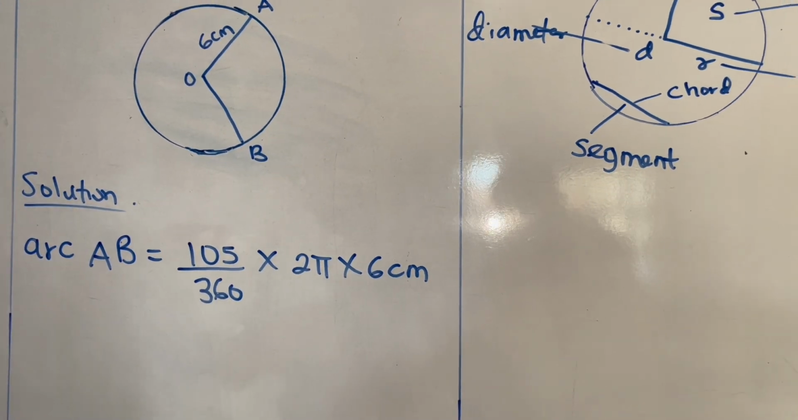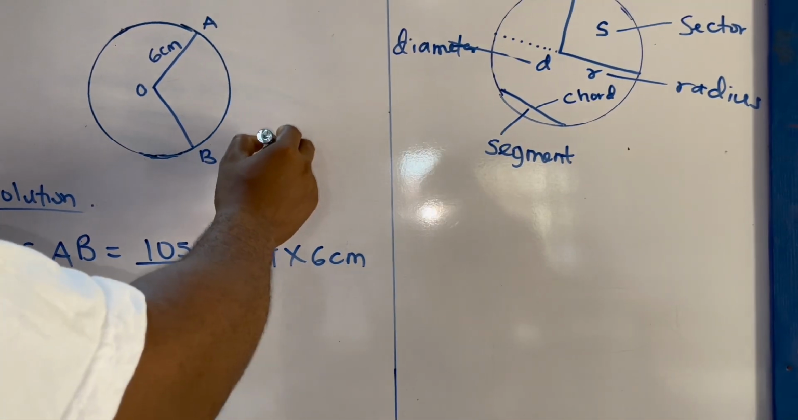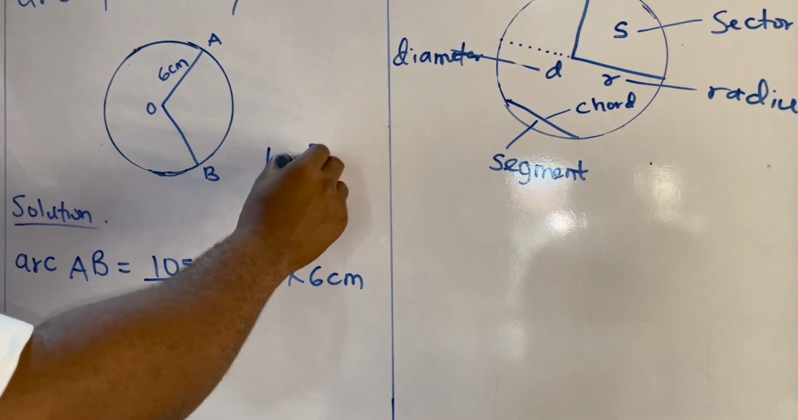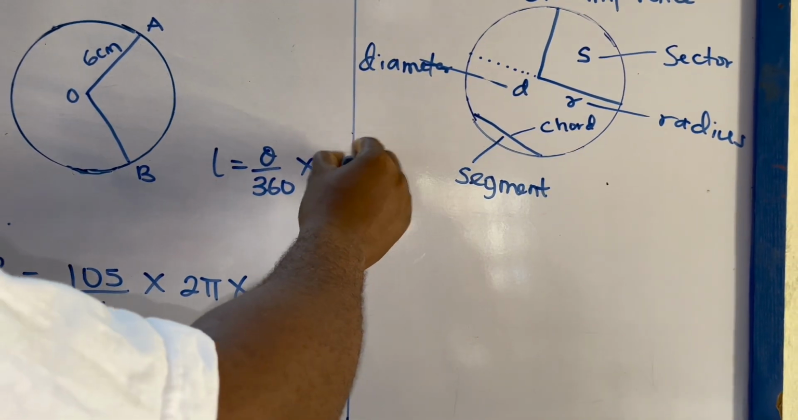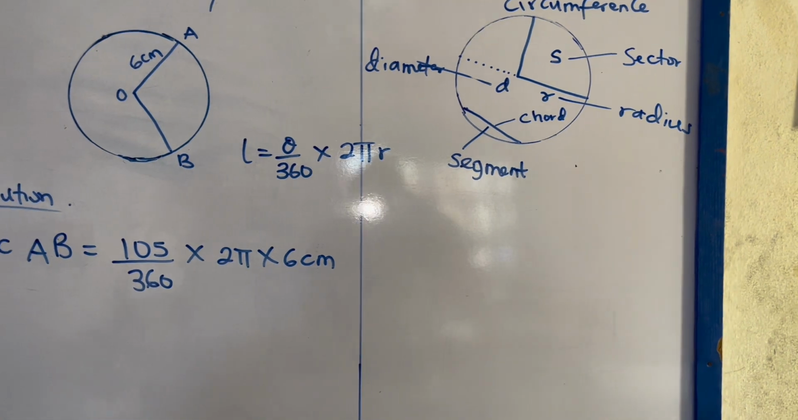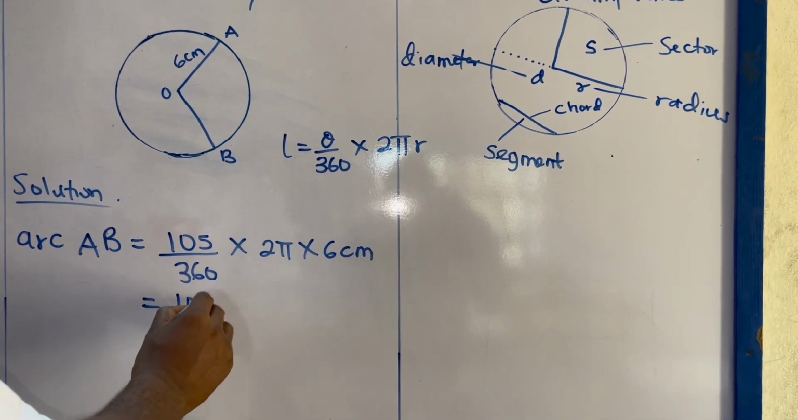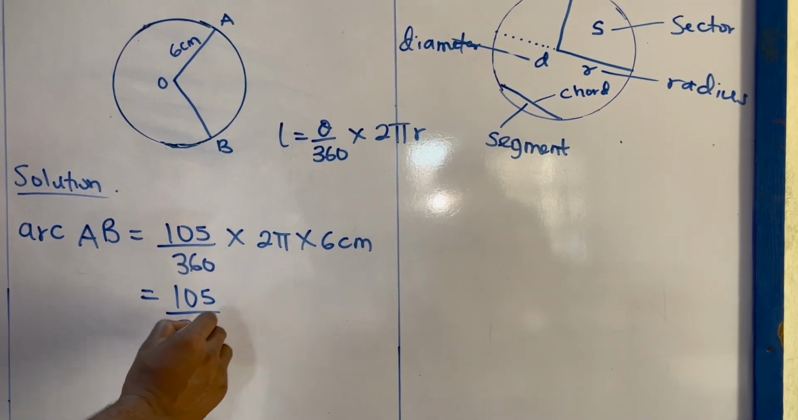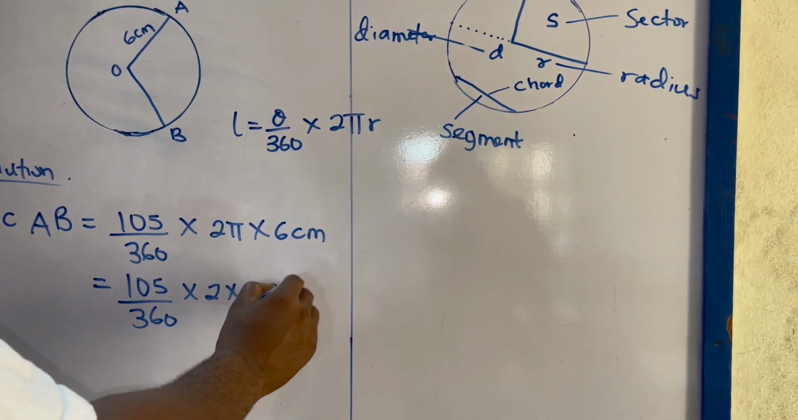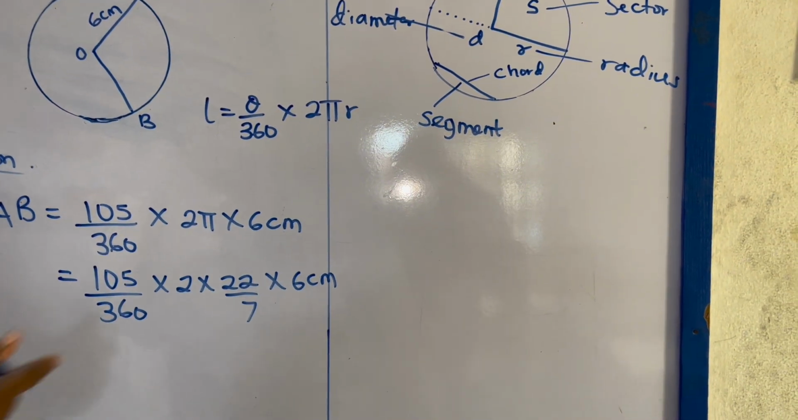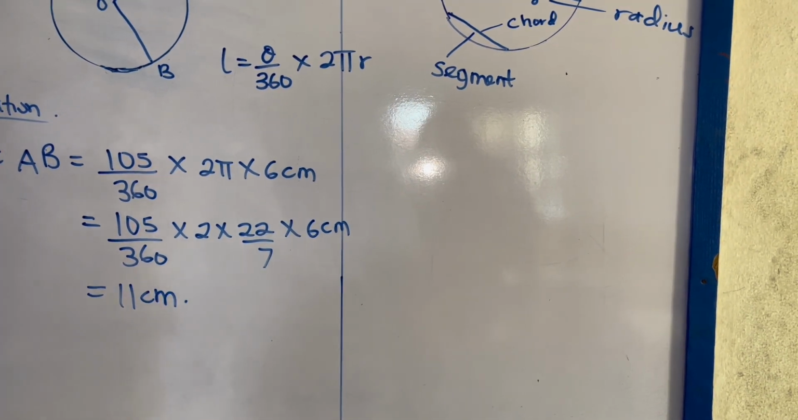You might be wondering, how do we have this formula? If you want to calculate the length of an arc, the formula is theta, the angle, over 360 degrees times 2 pi r, where r is the radius. That's how we got to this point. So in this case, I will have 105/360 times 2 times 22/7, which is pi, times 6 centimeters. After calculating everything, this will give us 11 centimeters.